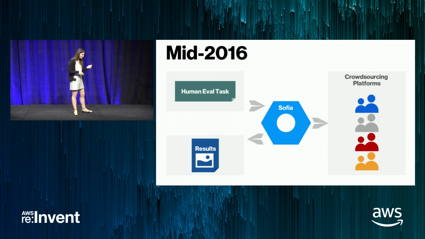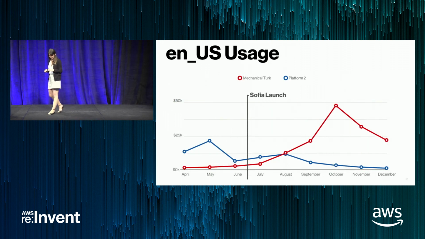And when we introduced Sofia in the middle of June of last year, you can see how quickly we changed our usage of the 2 platforms that we compared for our English language content. Our usage of Mechanical Turk increased pretty significantly over the rest of the year. And then platform number 2, we almost entirely stopped using in 2016. And in 2017, we actually have entirely stopped using for English language content.